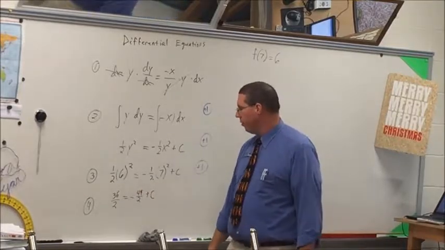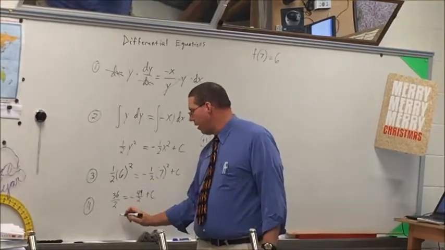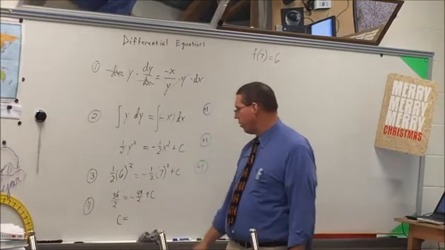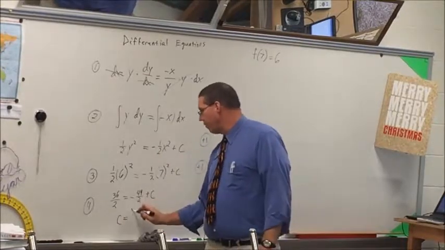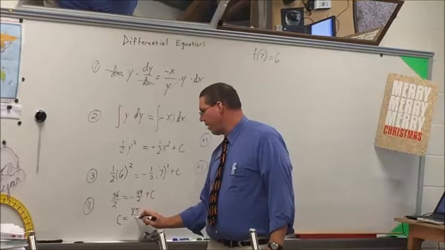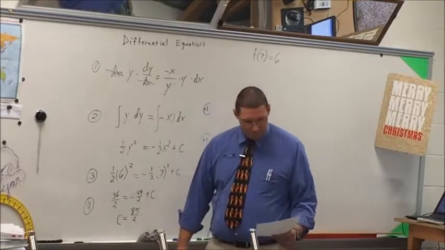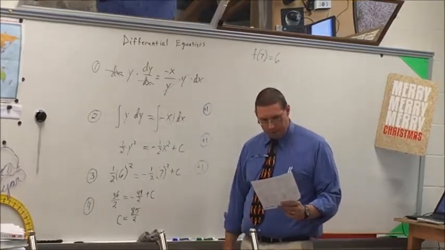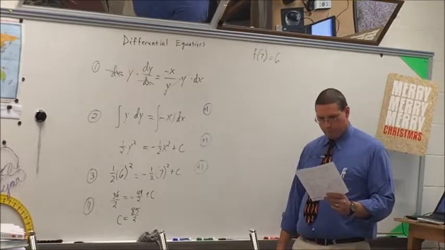Add 49 over 2 to both sides. It'll cancel on this side, and we'll have c equals 85 over 2. Is that what I have on the paper? I hope I'm not messing up. Okay, good, because I mess up sometimes.